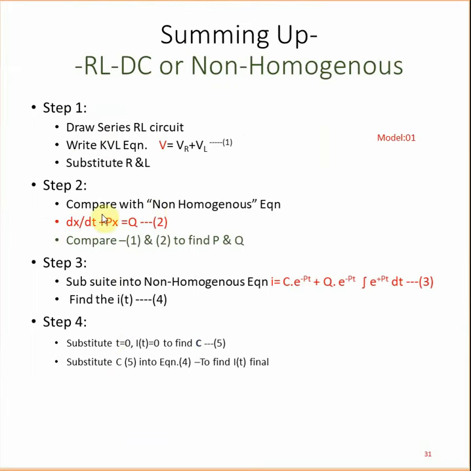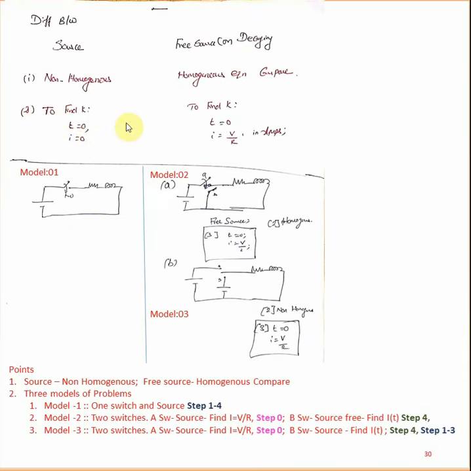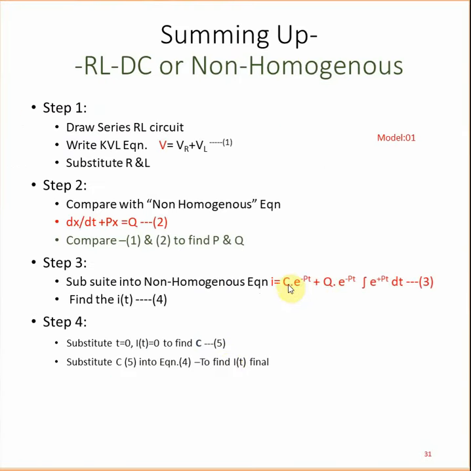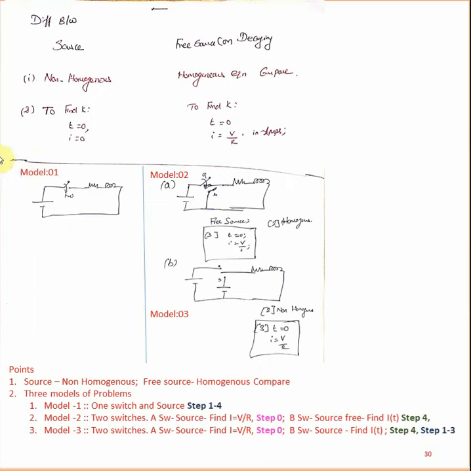So KVL, then compare with the non-homogeneous equation. The p value and q value are identified and substituted into the non-homogeneous equation: p value in one place and q value in the other, to find out i of t. Then I need to find the constant, either k or c, whatever it may be. Here c is a constant. Substitute t equal to 0, i of t equal to 0, to find the c value, and substitute into the fourth equation. Then you will get the final i of t. So this is model number 1.